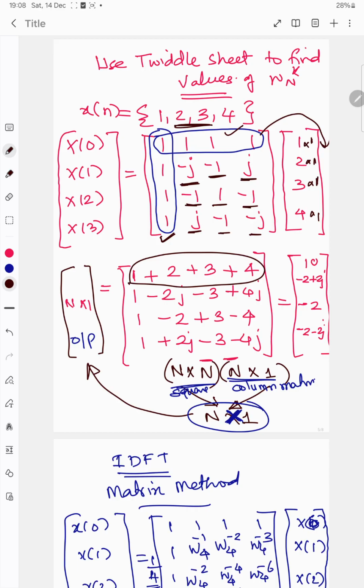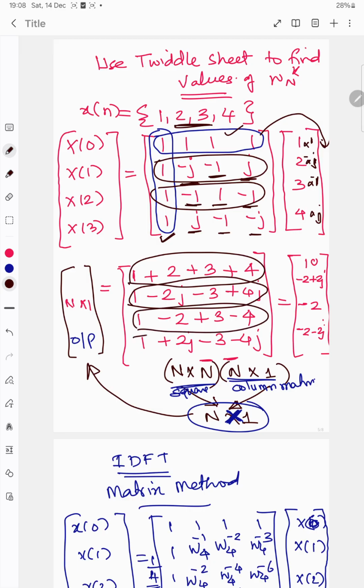Okay, the next time, you have to fit the second line, which is this line. We are going to pick this line, and you have to put it in the same order. For example, 1, minus j, minus 1 and j, and again you get this particular result. The third time you fit in the same manner, you will finally get this part, and it results in 10, minus 2 plus 2j, minus 2 and minus 2j. This is the way how the matrix multiplication can be done.